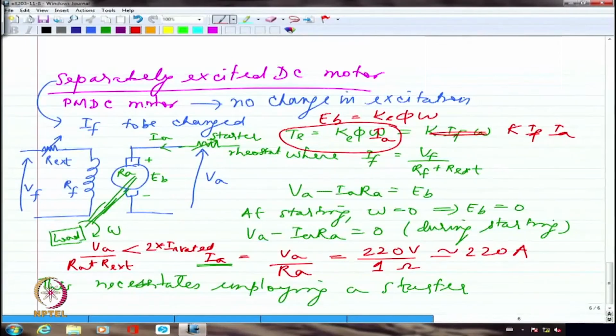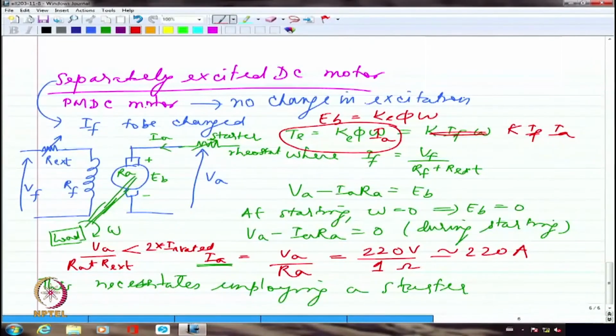So I would choose my external resistance value or the starter resistance value in such a way that the current is limited to 2 times the rated current. I am just giving an example. It can be 1.75, it can be 1.5, depending upon what kind of requirement I have with respect to my motor. For example, if it is a fan which is being driven by a DC motor.